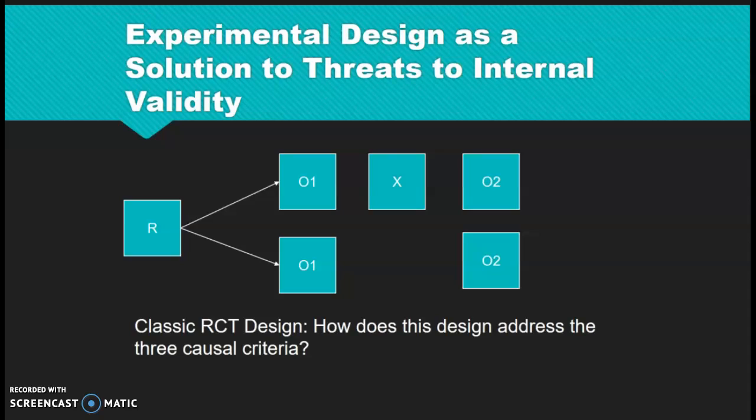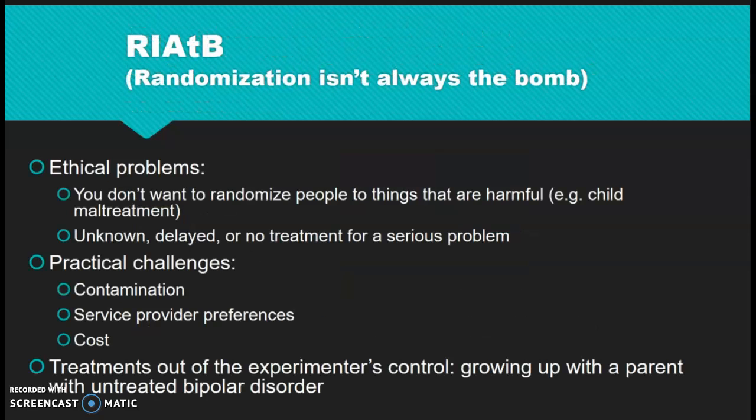Correlation between the intervention and the outcome, and that we have ruled out alternative hypotheses. That is the benefit to a randomized control trial, in that we are much more able to assert those 3 criteria: temporal precedence, correlation, and alternative hypotheses. But randomization isn't always the bomb, okay?